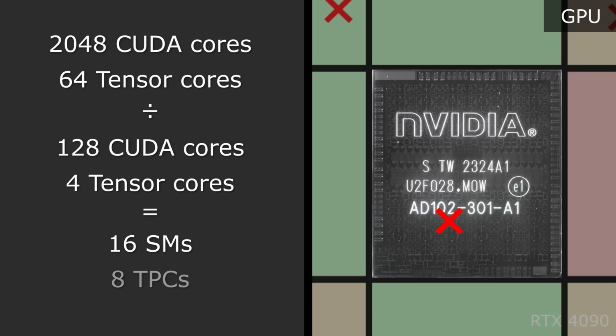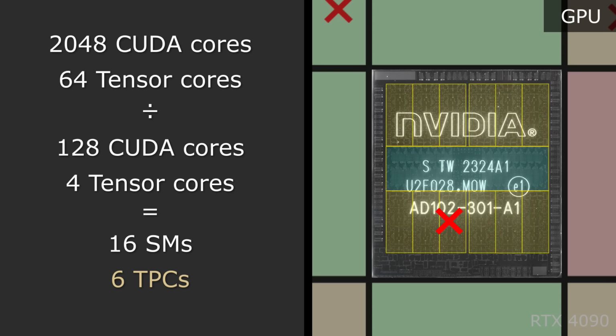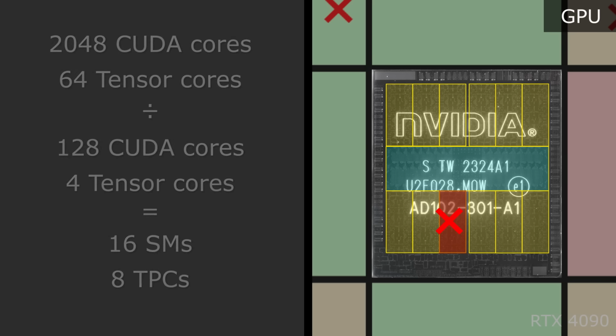Now, if that number were 6 instead of 8, that would have made perfect sense. There are 6 TPCs in each graphics processing cluster, so if there was a defect on the chip, they just turn off the GPC containing the defect, and that's the end of it. But since the spec sheet indicates that 8 TPCs are disabled, not 6, it's unclear what NVIDIA's process is. Why do they need to disable 2 additional TPCs beyond the number that are contained in a graphics processing cluster?